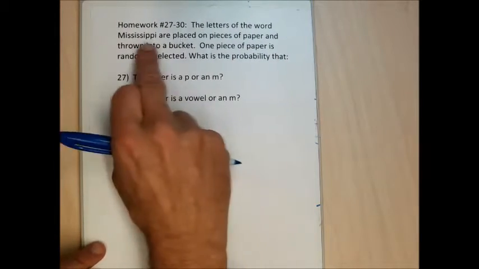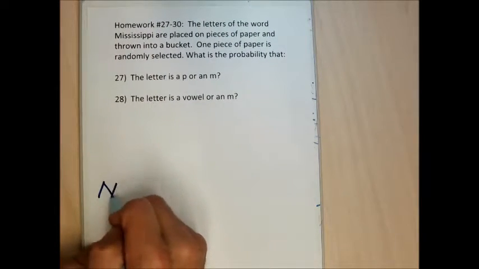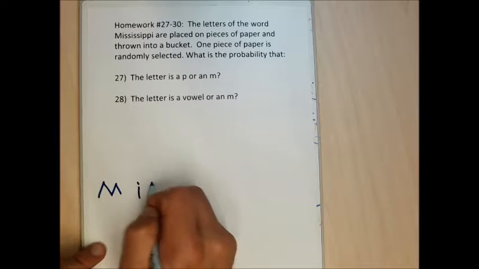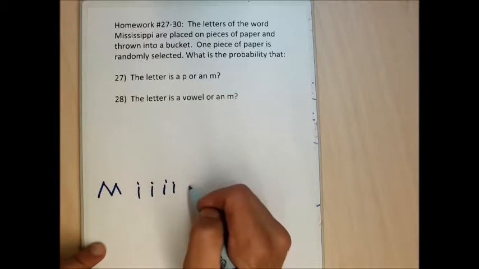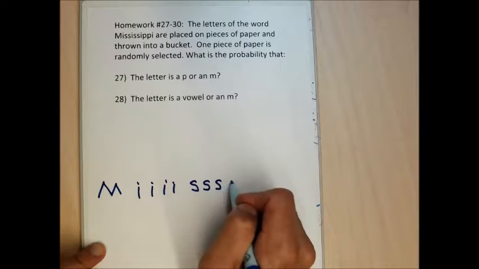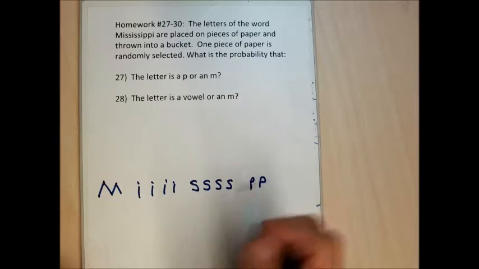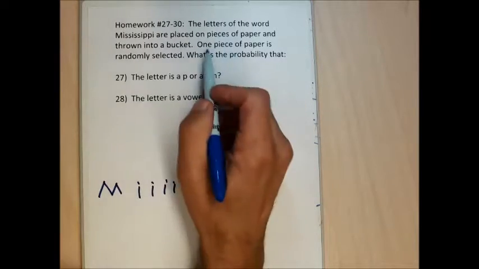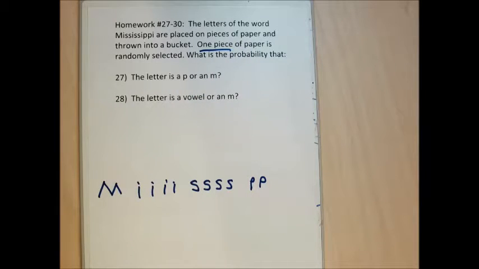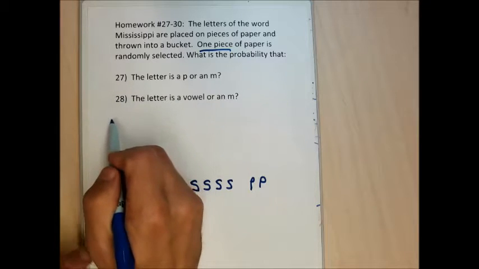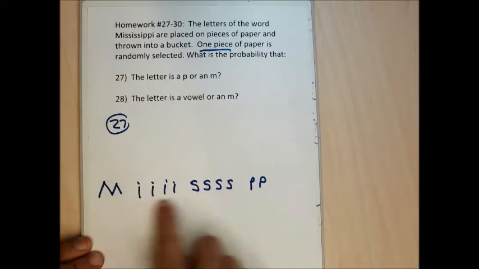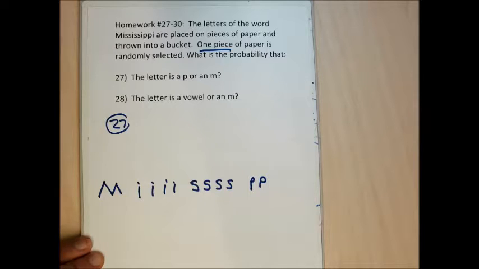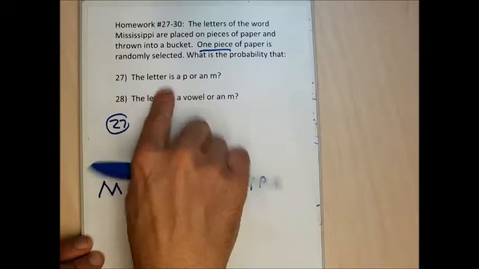Last group of problems. The letters in the word Mississippi: 1 M, 4 I's, 4 S's, and 2 P's are placed in a bucket, and 1 piece of paper is removed. What's the probability that I get? So let's just do 27 together. What's the probability if I put all these letters on slips of paper and place them into a bucket and pull one out? What's the probability that I get a P or an M?